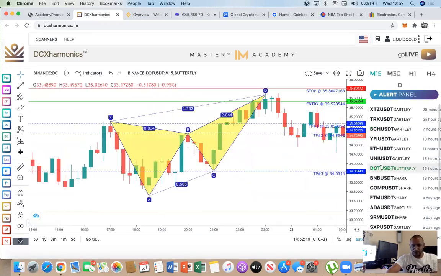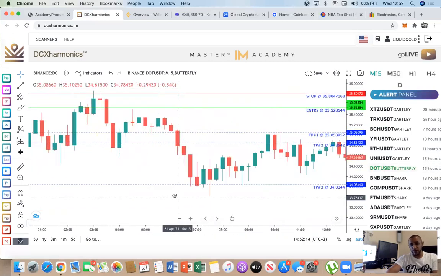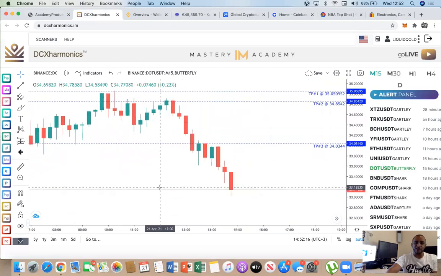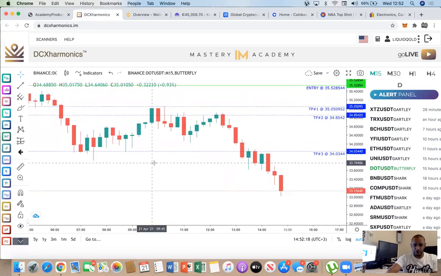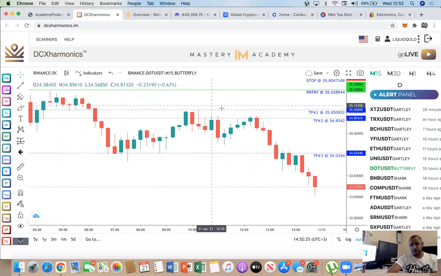Okay, let's do it. So let's look at a good trade. Let's find a good trade. How do we find a good trade? We want to make sure the trade is in our entry zone, right? So our entries are above here, obviously on this particular one, which is Polkadot. And as you can see, it's dumping right now.